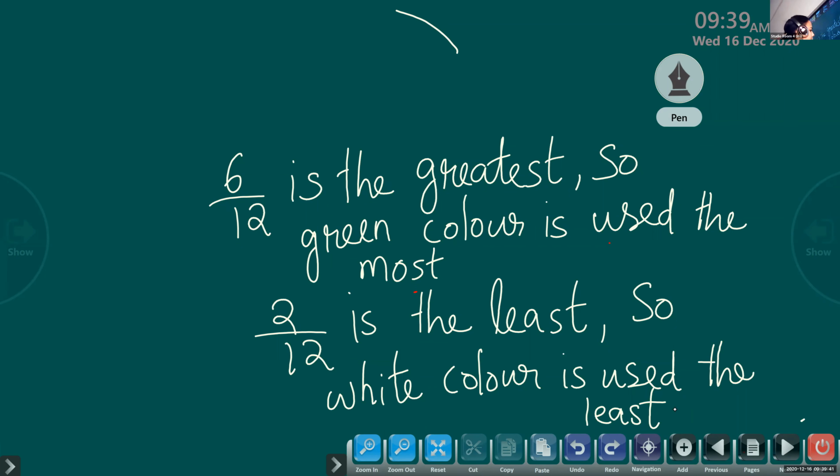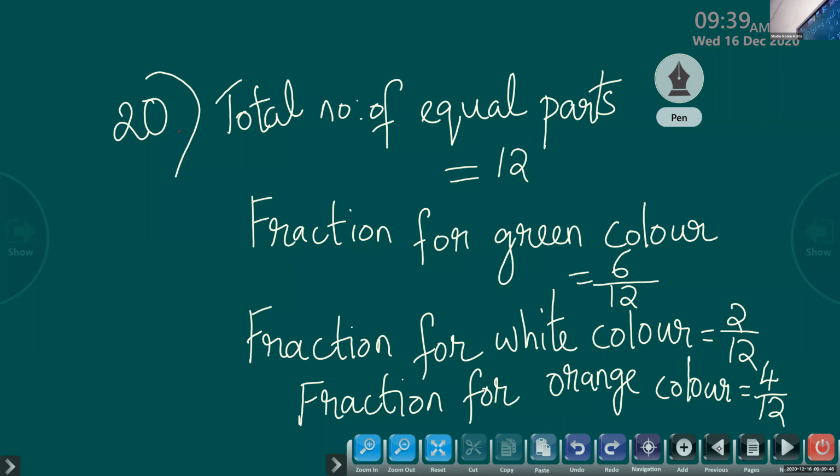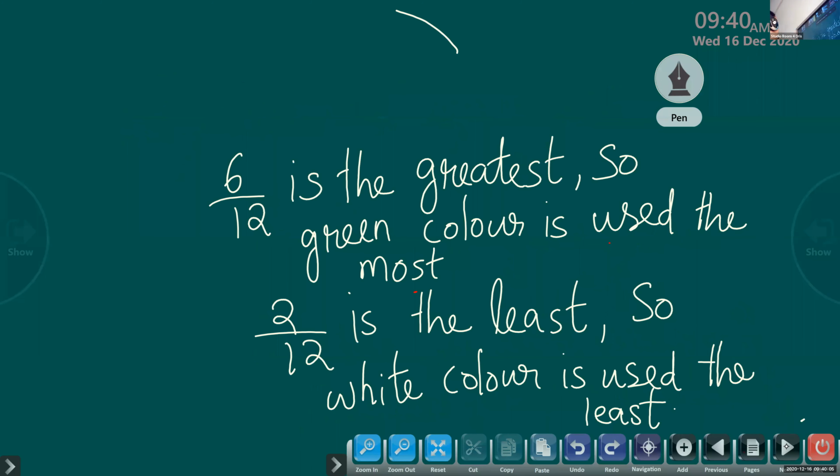So children, look here. Again, where we started, question number 20: total number of equal parts is how much? 12. And fraction for green color, white color, and orange color. Green is 6 by 12, white is 2 by 12, orange is 4 by 12. Then we have written 6 by 12 is the greatest, so green color is used the most. 2 by 12 is the least, so white color is used the least.